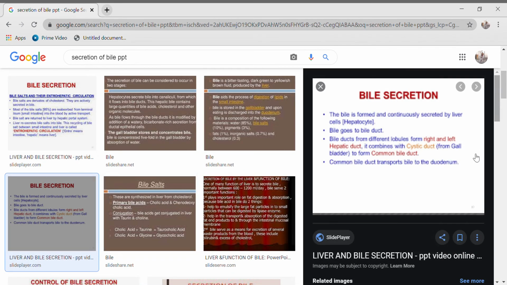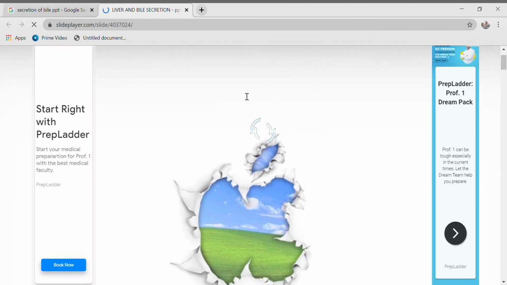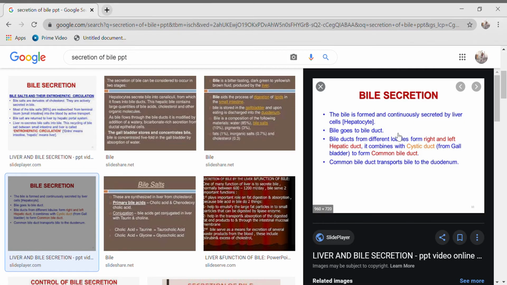So bile is formed and continuously secreted by the liver cells, that is hepatocytes. Then it goes to the bile duct, from the right and left hepatic ducts. It combines with the cystic duct from the gallbladder. They form the common bile duct. The common bile duct transfers the bile to the duodenum.